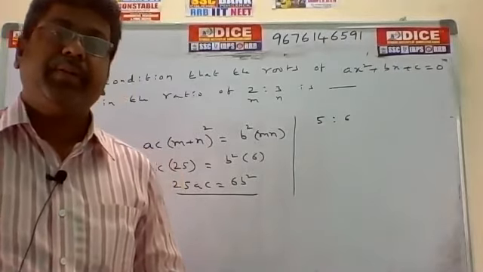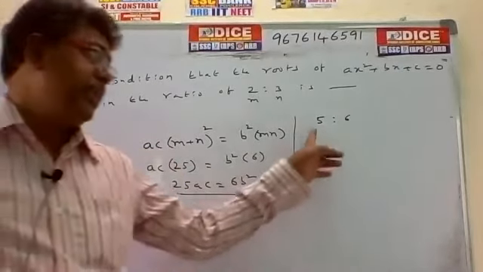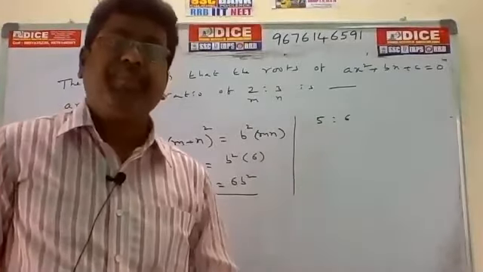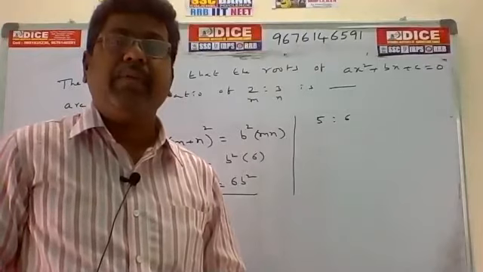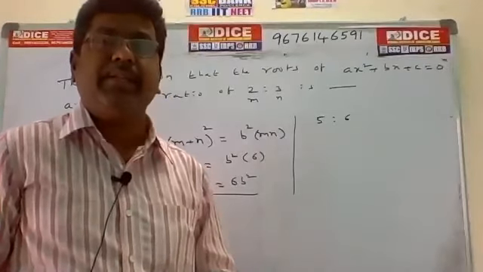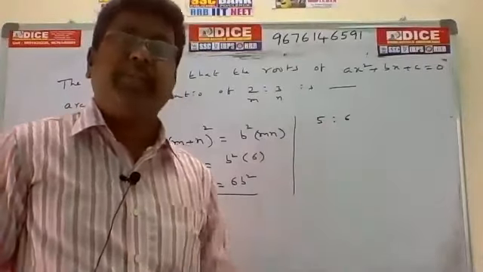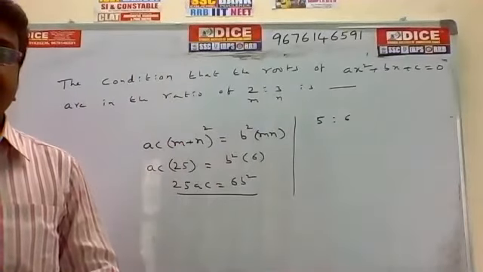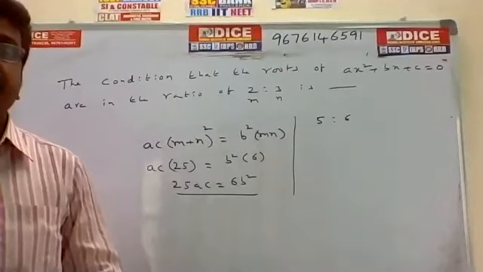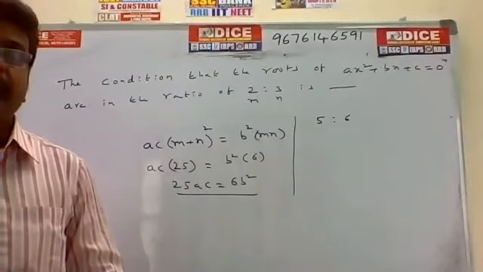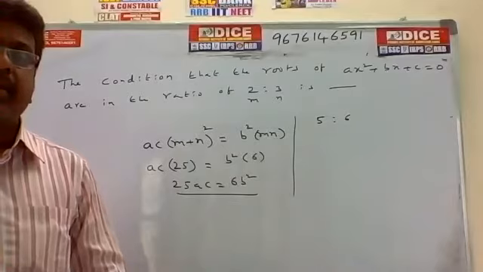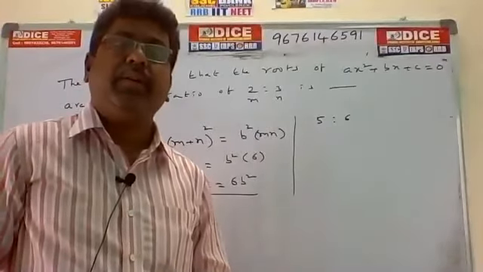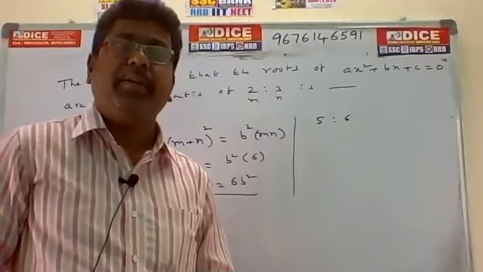Very good. M means 6, n means 5. So 121 AC is equal to 6 into 5, 31, not 36. 5 into 6, how much? 31. You have taken 36. That is not 36, it is 30 b square.